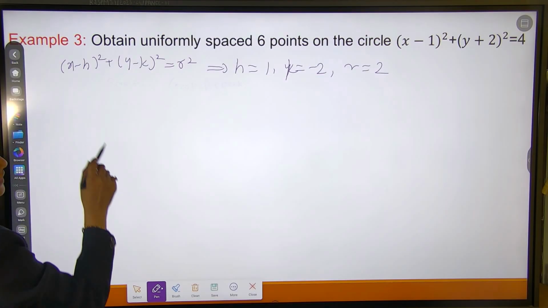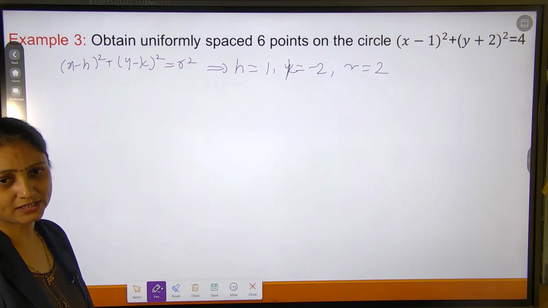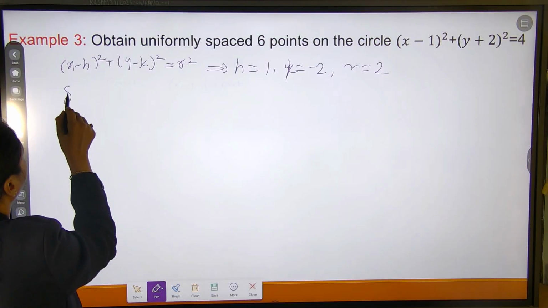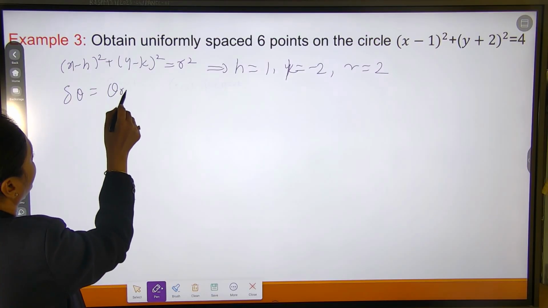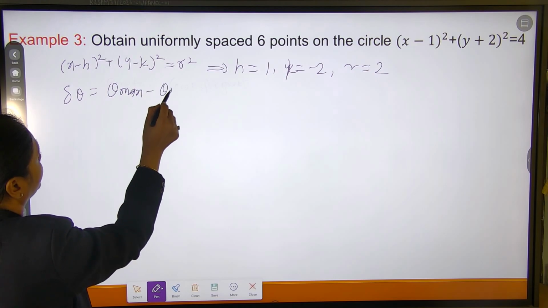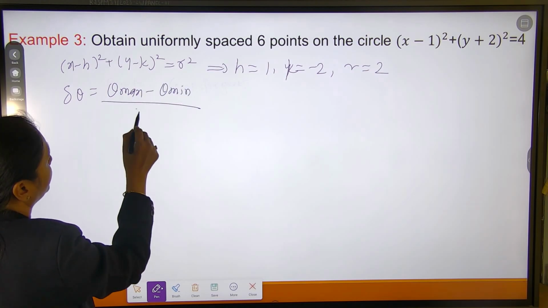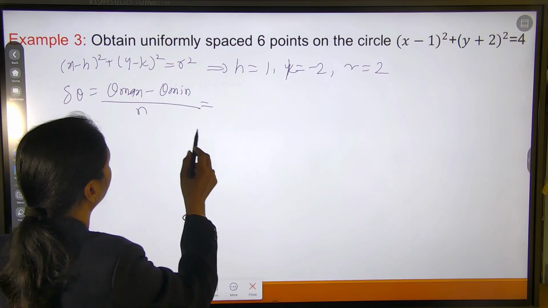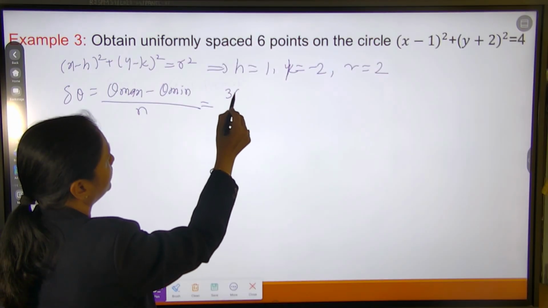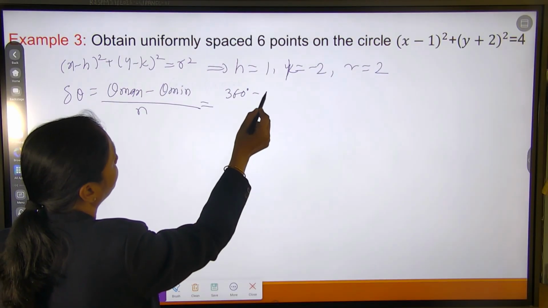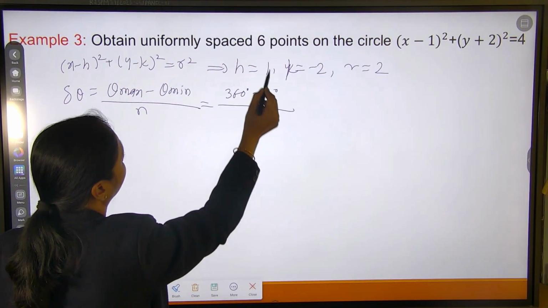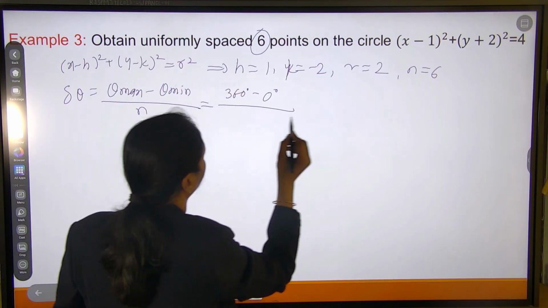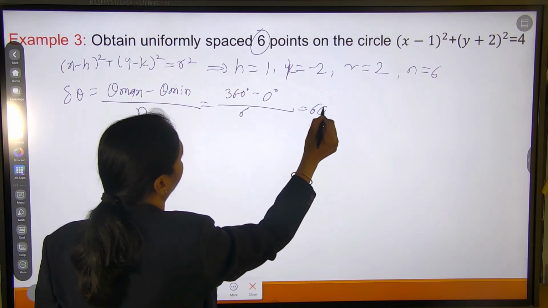Now first we generate the uniformly spaced 6 points on the circle at origin. So calculate delta theta. Delta theta is equal to theta max minus theta minimum divided by n, as the circle is a closed arc. So here theta max is 360 degrees and theta minimum is 0 degrees, divided by the number of points, n is equal to 6. So it is 60 degrees.